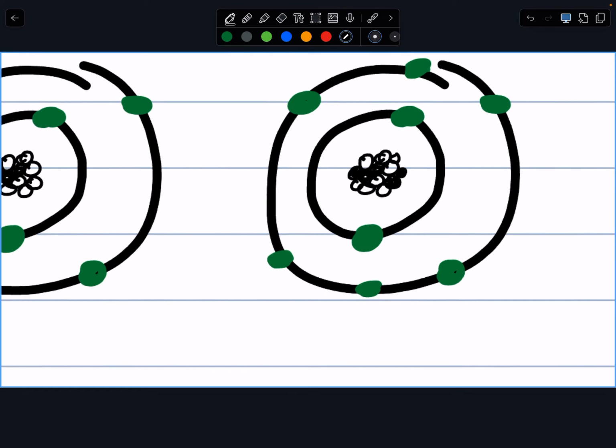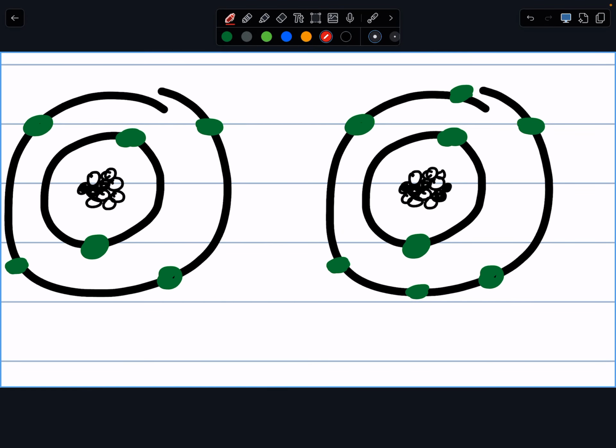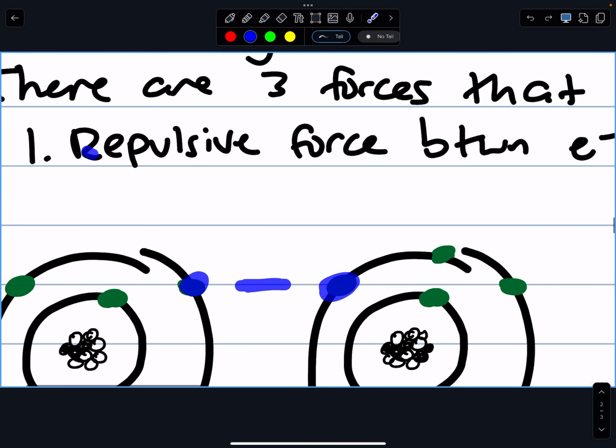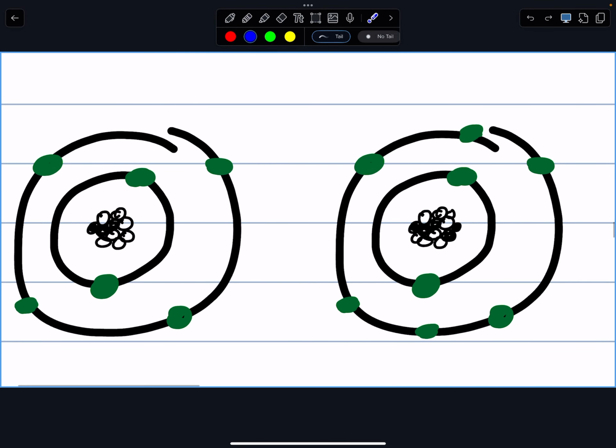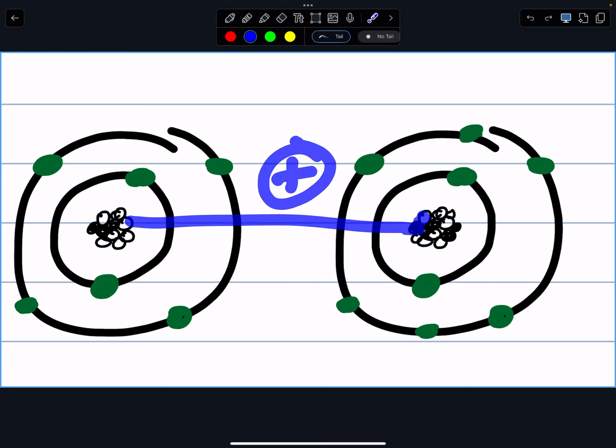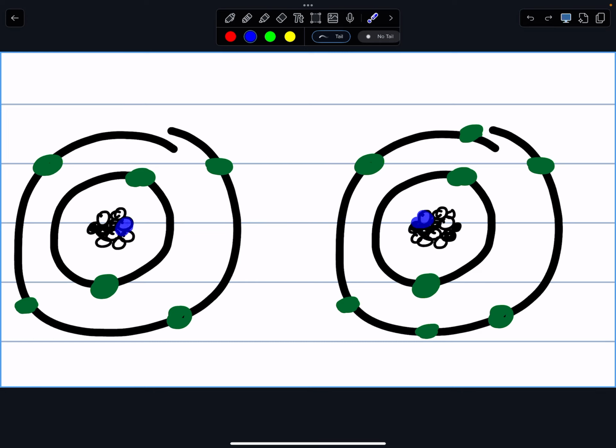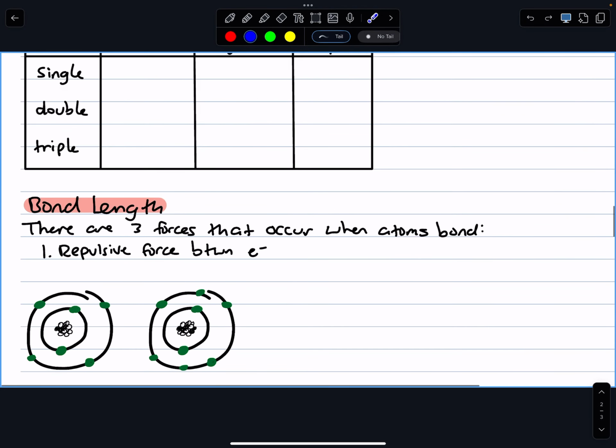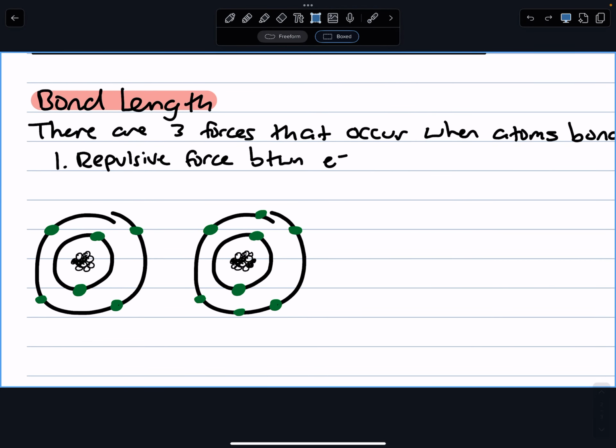Think of it like this. The green is the electrons. So this is an electron, and this is an electron. Both of these electrons are what charge? Negative. So if this electron gets too close to that one, what are they going to do? Repel. That's repulsive. Now, the other repulsive force is if this atom's proton and that atom's proton get next to each other. What charge are they? Positive. If these two positive charges get too close, they also repel. So you have a repulsive force between electrons and a repulsive force between the protons.